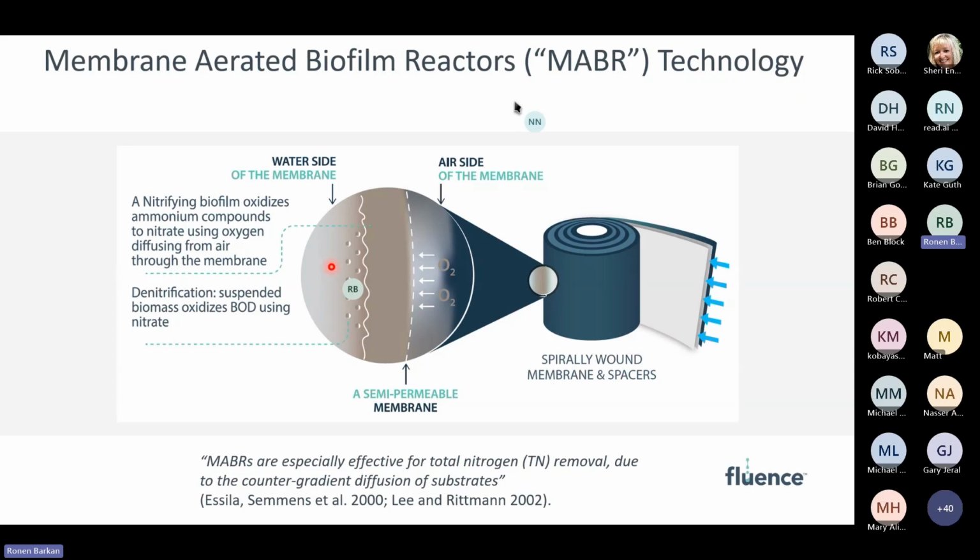So essentially, this technology, beyond just being a very efficient diffuser, enables a simultaneous process of nitrification and denitrification without the need to have two separate basins, an anoxic one and an aerobic one, and without the need to have an internal nitrate circulation.